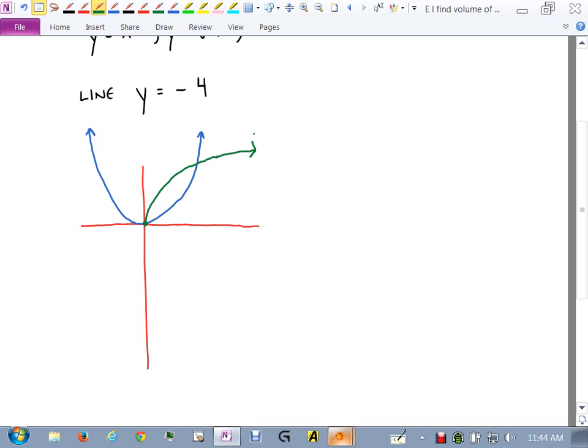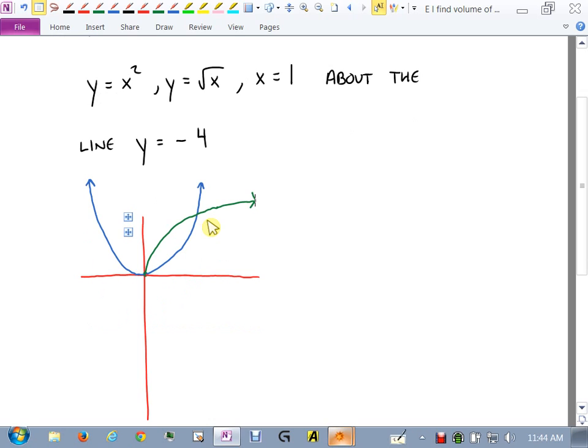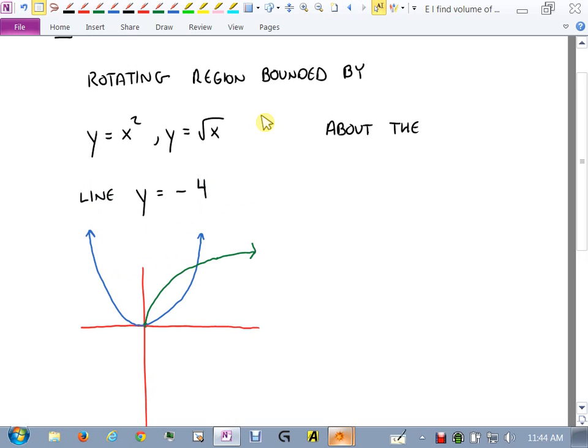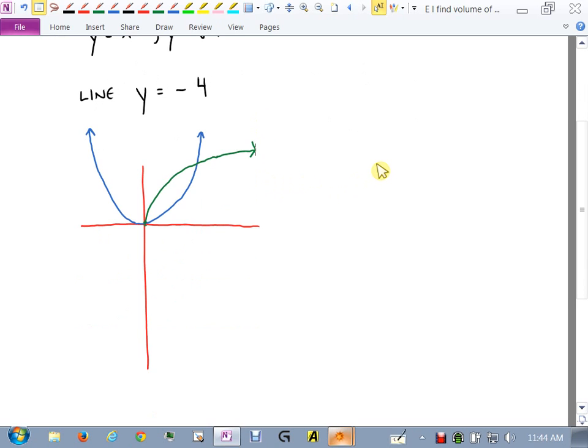Vertical line through 1. But they hit each other at 1, don't they? So it was closed off anyway. Did I really need x equals 1? No. So let's erase it. I don't think we need it. I'm kind of making these problems up as I go, so I overthought that one. Okay, that good? That's our two functions.